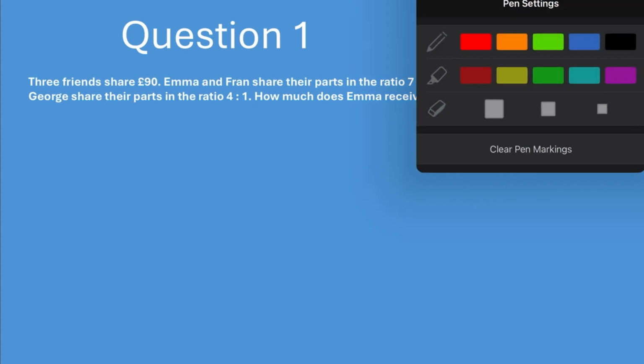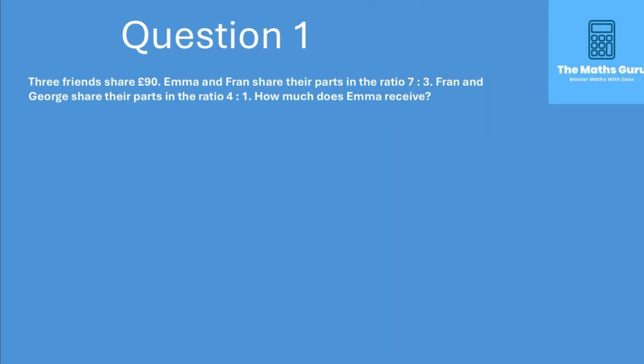So question 1, it tells us that three friends share £90. Emma and Fran share their parts in the ratio 7 to 3. So let's write this out. Emma to Fran in the ratio 7 to 3. Fran and George share their parts in the ratio of 4 to 1. How much does Emma receive?